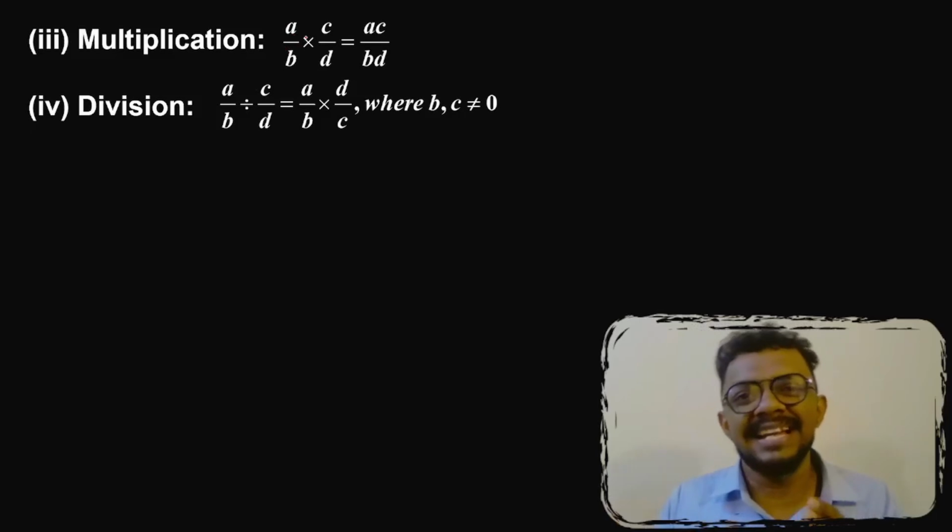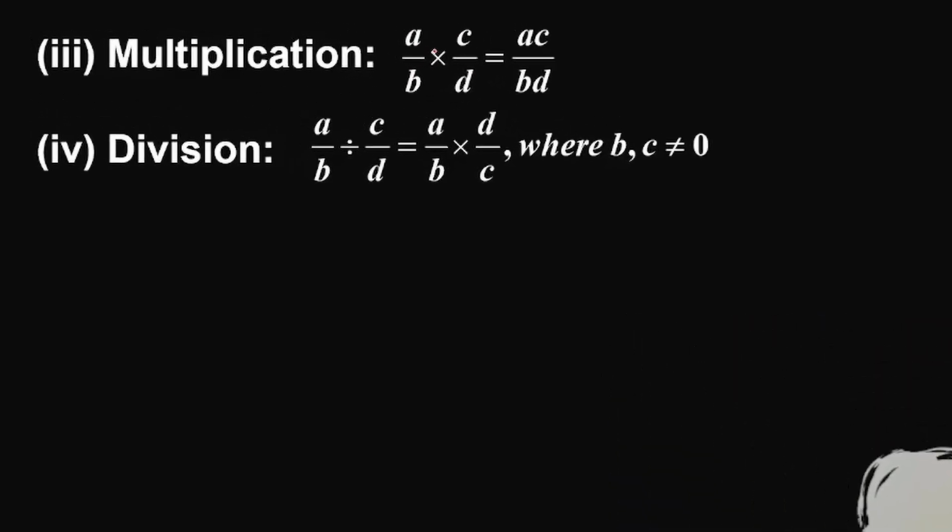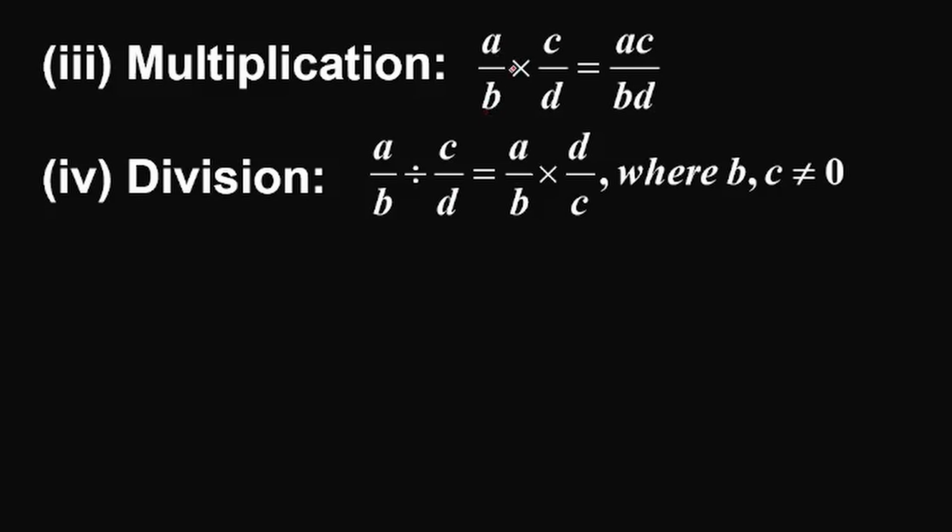Understand, multiplication and division is the easiest compared to addition and subtraction. There is no case analysis. If a/b times c/d is the situation, then the answer is (a times c)/(b times d). Multiply the numerator, multiply the denominator. a/b times c/d equals (a times c)/(b times d).